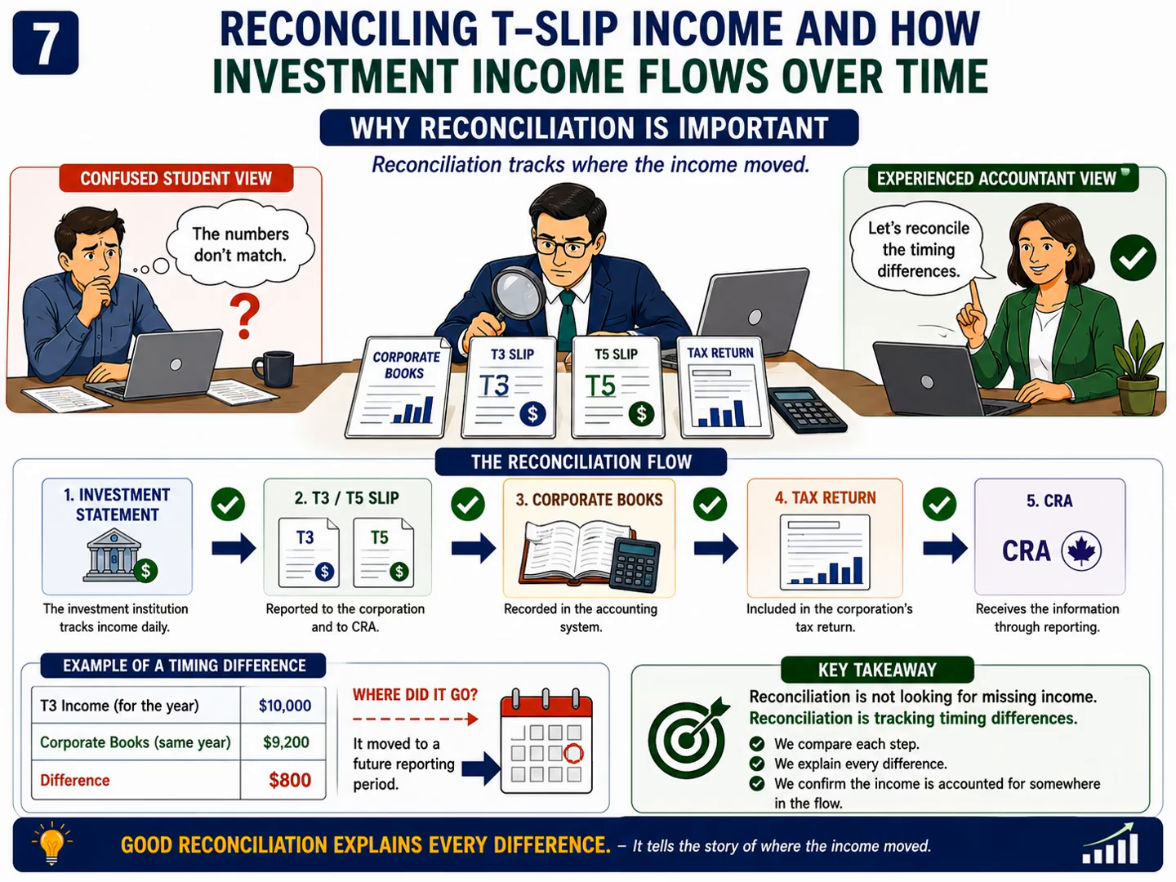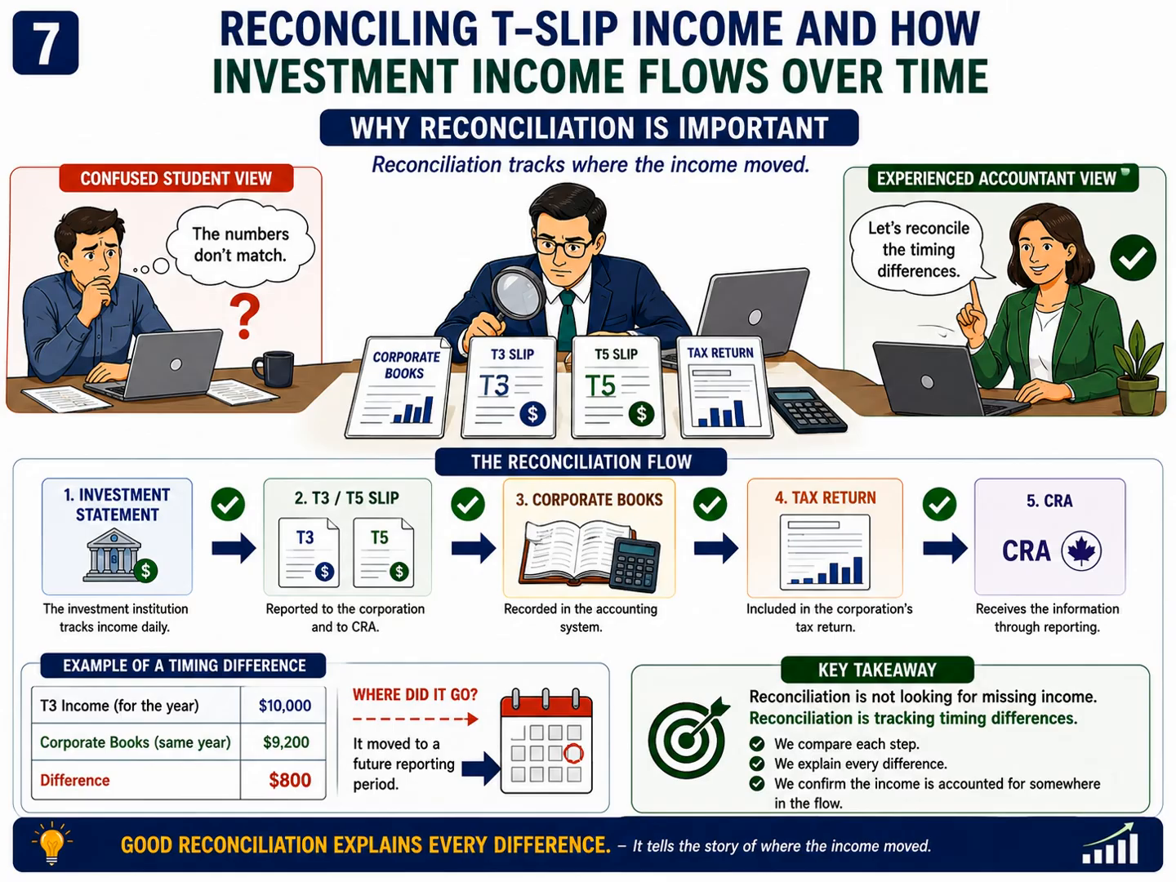Certain amounts may appear on one T-slip, but not yet be reflected in the books. Or income may be reported in a different taxation year because of the methodology being used. This is exactly why reconciliation is so valuable. It helps us understand where those differences came from.